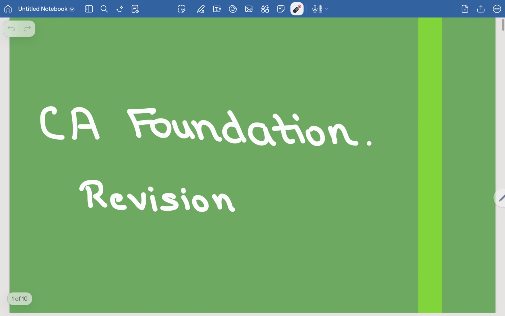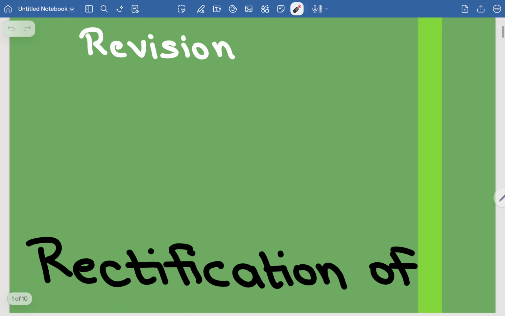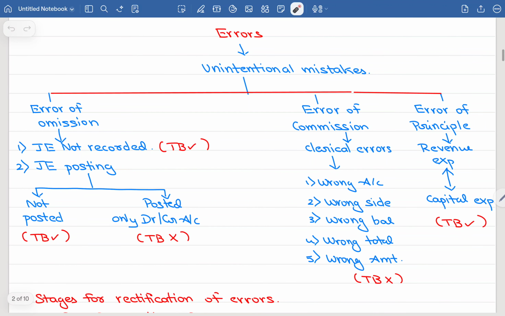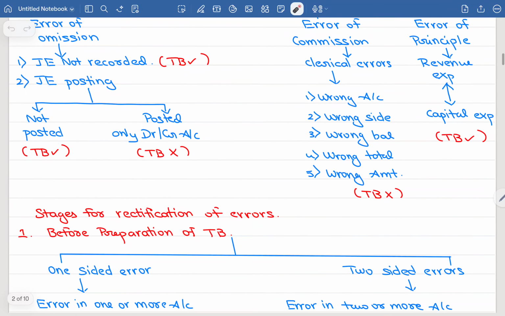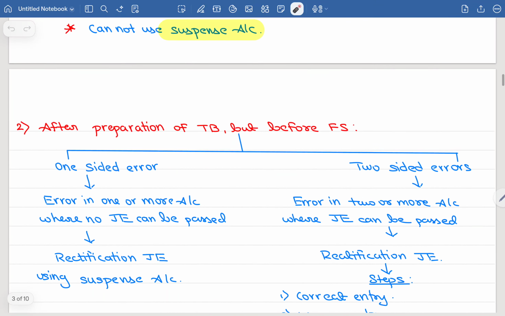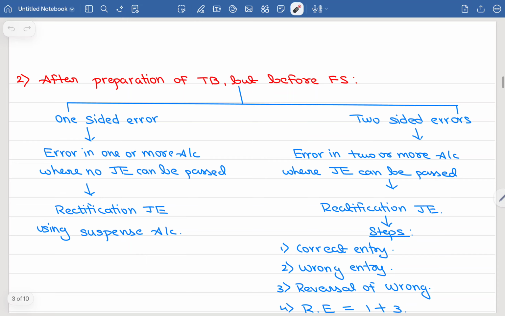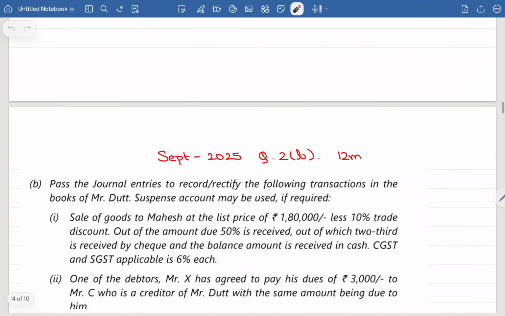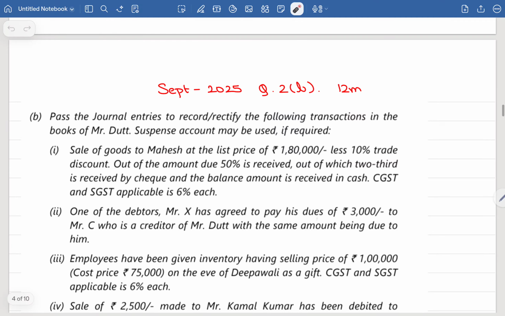Last class we started with the CA Foundation revision. We have seen rectification of errors. We have seen in brief how to identify the errors and how to rectify those errors in three stages: before preparation of trial balance, after preparation of trial balance but before financial statements, and after preparation of financial statements. Based on that, let us solve the question paper of the latest examination of CA Foundation September 2025.